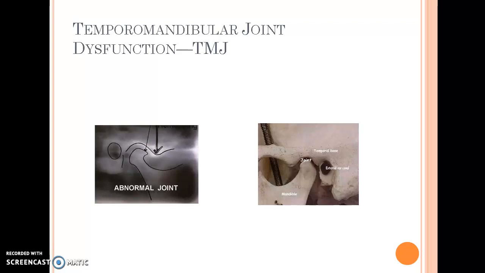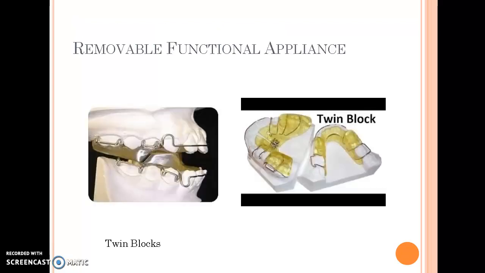Joint in the body and needs to be taken very well care of. So we can manage some of these processes by doing some removable functional appliances to correct the muscle and then begin to move the bone and move the teeth. So here is an example of a functional appliance that's removable, called a twin block.